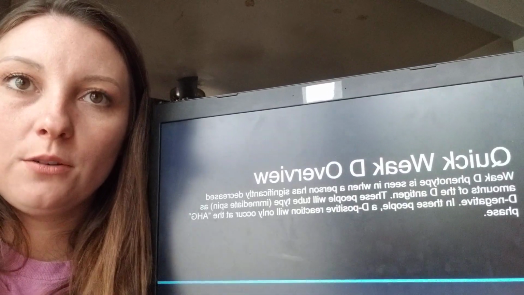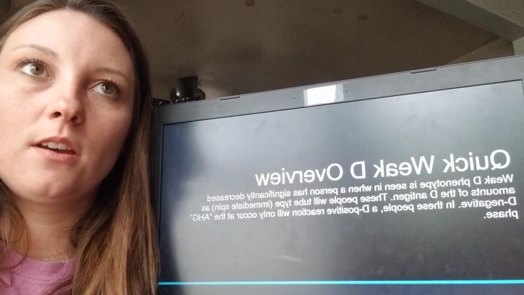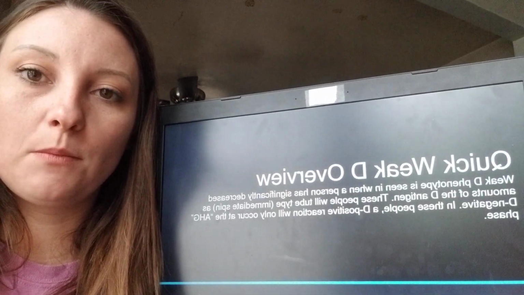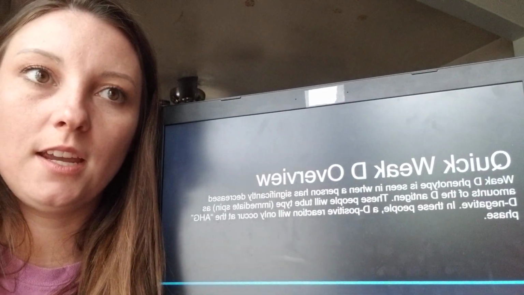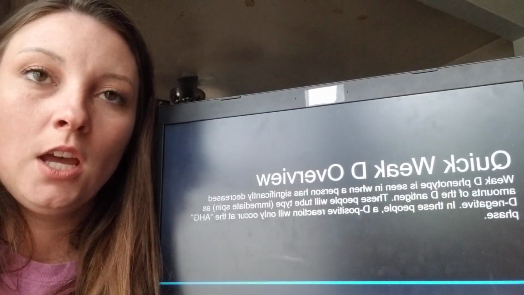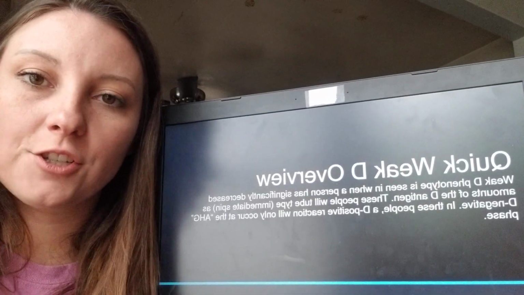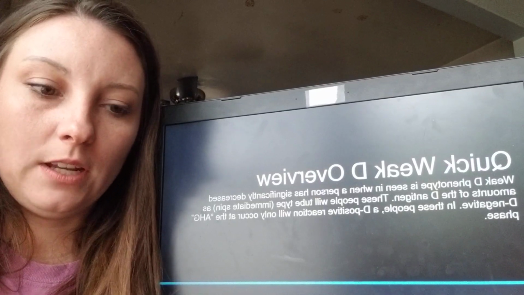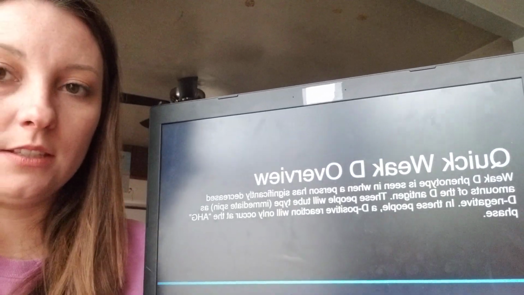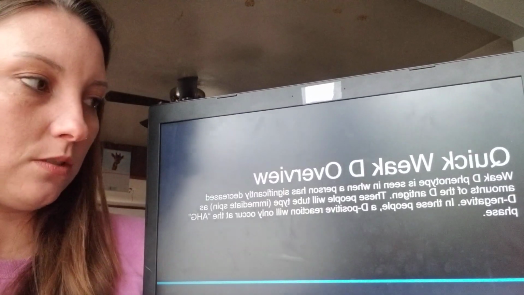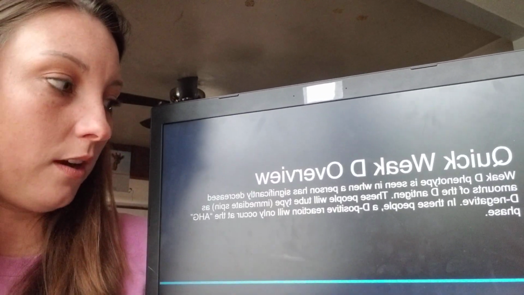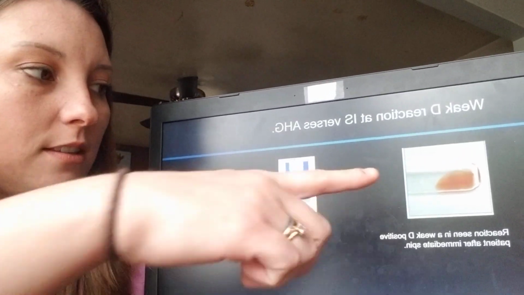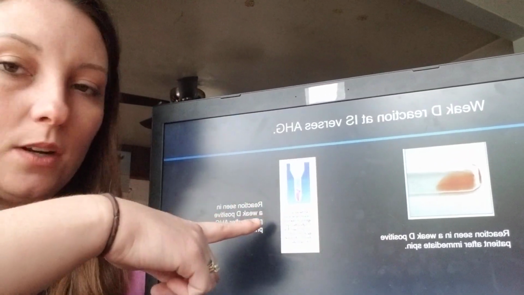A quick overview of weak D is that the D antigen on the red cells is still normal, but of course is much more decreased than in a regular D positive patient. So at immediate spin, you'll have absolutely no reaction in tube, and then at the AHG phase, we'll see agglutination. And then this, of course, is captured in gel, which is what we use at the place where I work. And then this is just an example of that. This is the tube, and then this is what it would look like in gel.